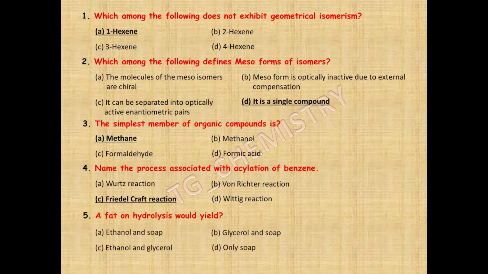Fifth one is, a fat on hydrolysis would yield. That means if you hydrolyze a fat, what end product are you expecting? Options are A, ethanol and soap. Option B, glycerol and soap. Option C, ethanol and glycerol. And option D, only soap. Now the right answer is option B, glycerol and soap.